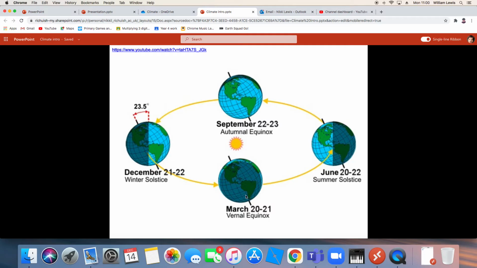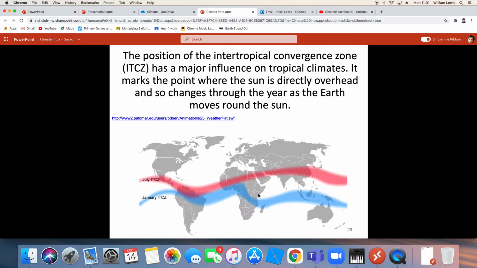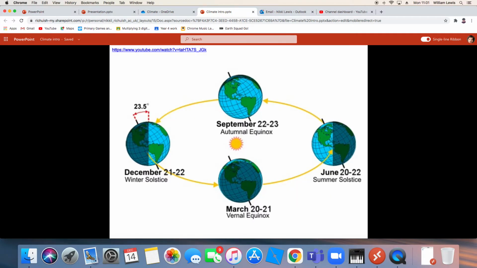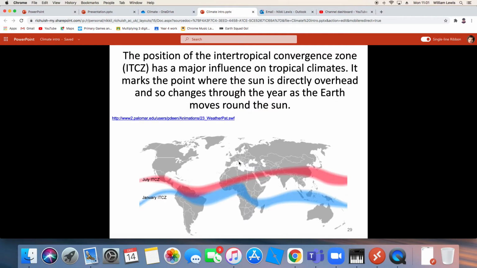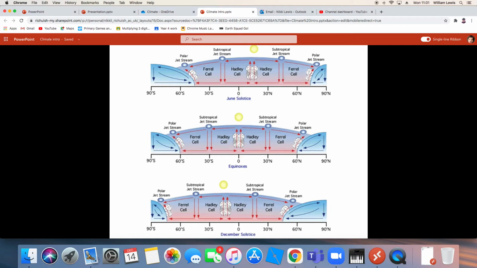We're between the seasons, if you like. What that means is that where the sun is directly overhead shifts. It moves into the northern hemisphere in June. It moves into the southern hemisphere in December. The sun moves between the tropics, and I've got a few diagrams to try and help you.